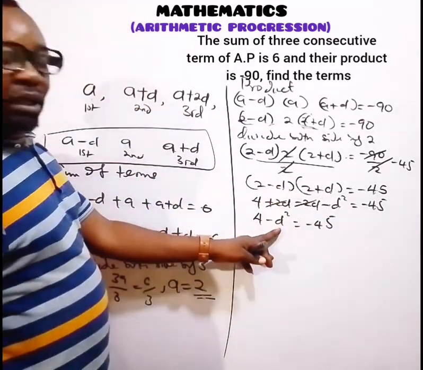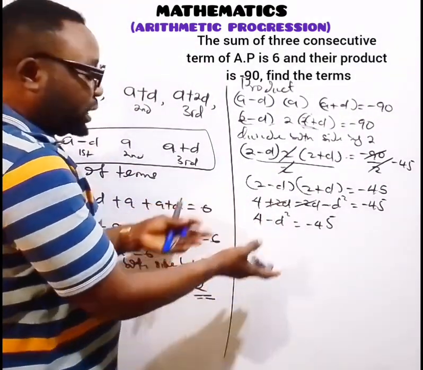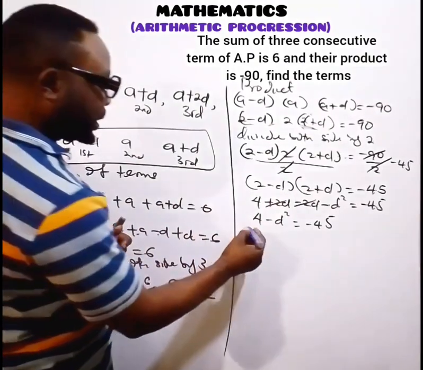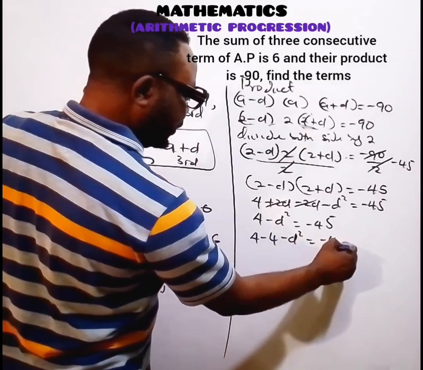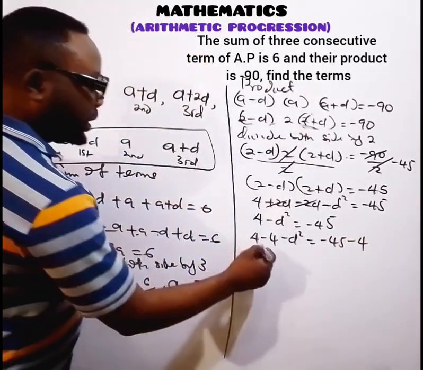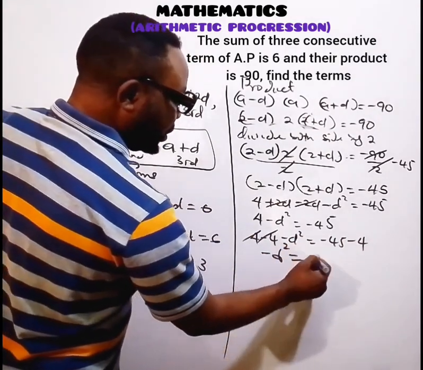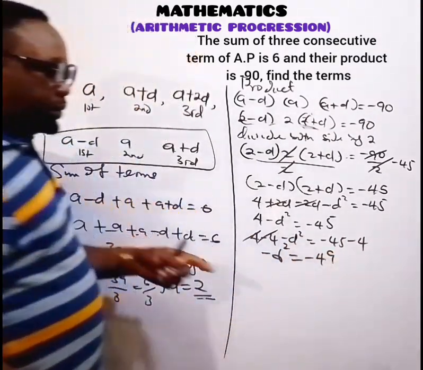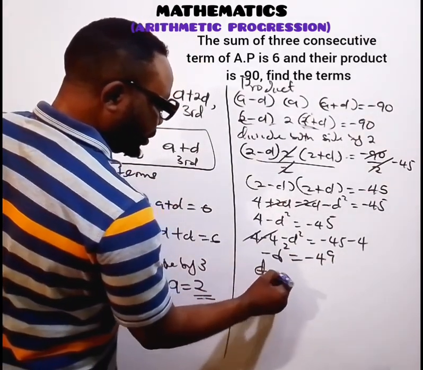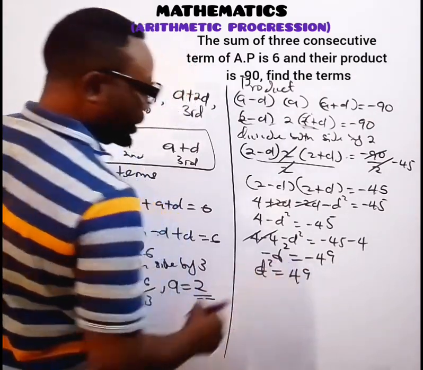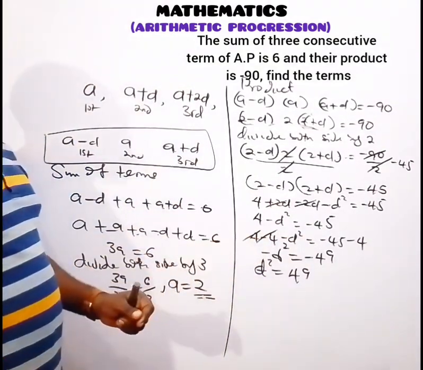Now from here, we subtract 4 from both sides. We are having 4 minus 4 minus D squared is equal to minus 45 minus 4. 4 minus 4 cancel each other out to become 0. Minus D squared is equal to minus 49. Now divide both sides by minus 1. We have D squared is equal to 49. When you divide both sides by minus 1, it cancels those negative values out.